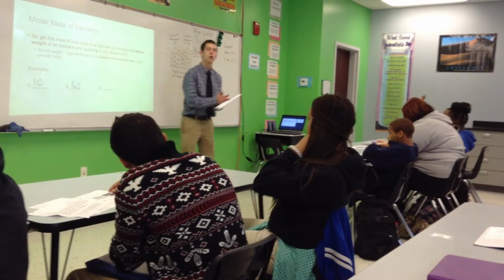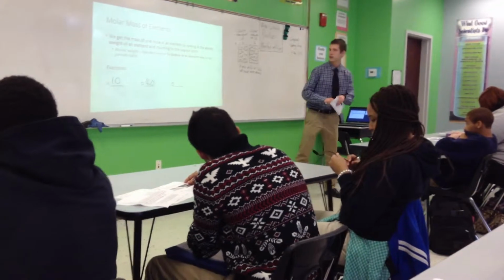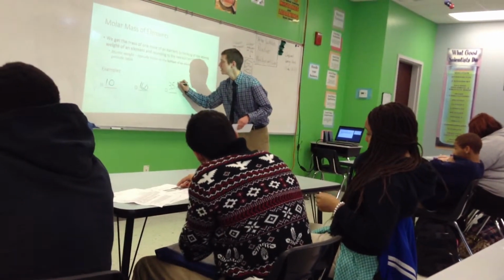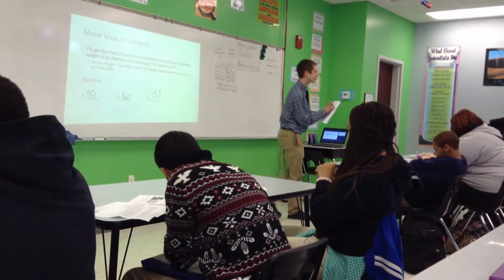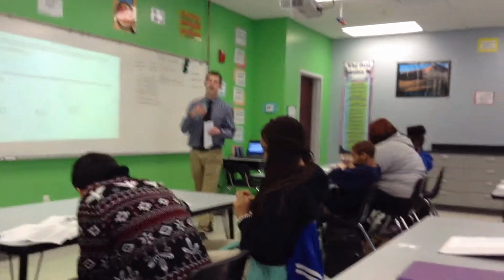But for chlorine, what would be our molar mass rounded to the nearest tenth? Anthony? 35.5. 35.5. Very good. So we have these values. These are our molar mass values for these elements.